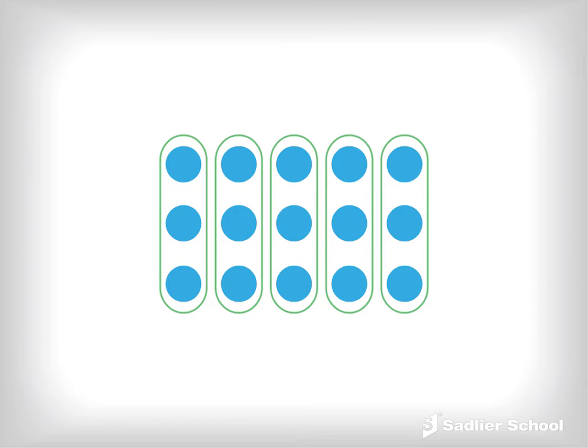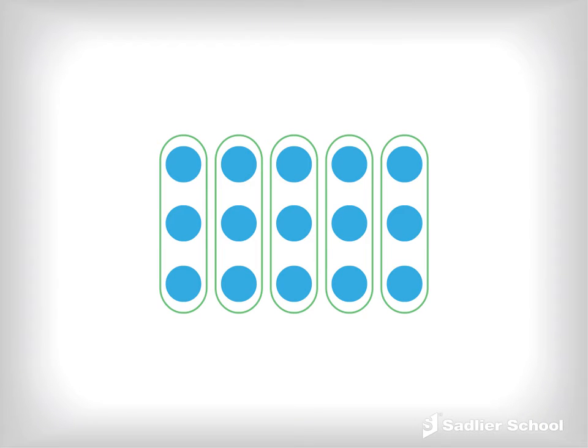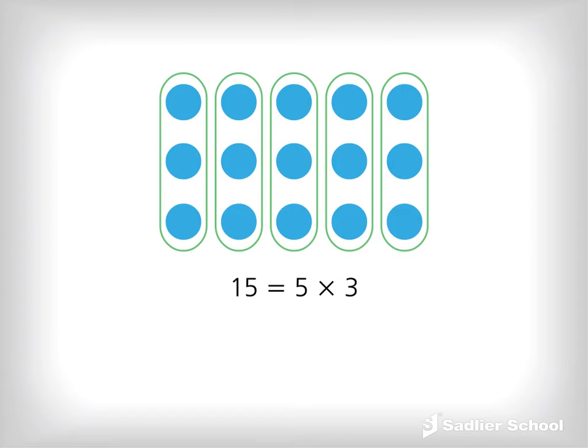A multiplication equation can also represent a comparison of two quantities. A multiplicative comparison uses words such as times as many and times as much. Let's use the array to show how a multiplication equation can represent a comparison statement. Look at one column. There are 3 dots in one column. There are 5 columns in all. So in those 5 columns, there are 5 times as many dots as there are in one column. So the array represents 15 is 5 times as many as 3.